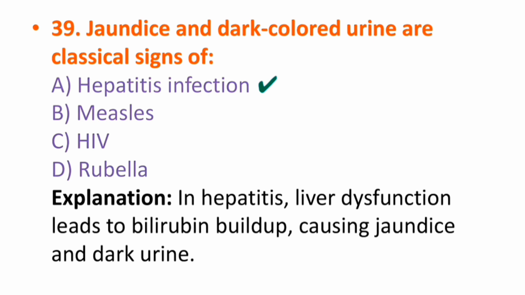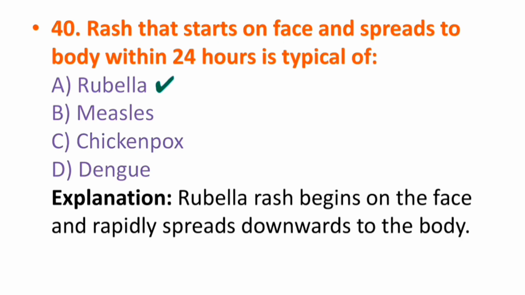Jaundice and dark colored urine are classical signs of option A hepatitis infection, option B measles, option C HIV, option D rubella. The correct answer is option A hepatitis infection. In hepatitis, liver dysfunction leads to bilirubin buildup, causing jaundice and dark urine. Jaundice and dark colored urine are clinical signs of hepatitis infection.